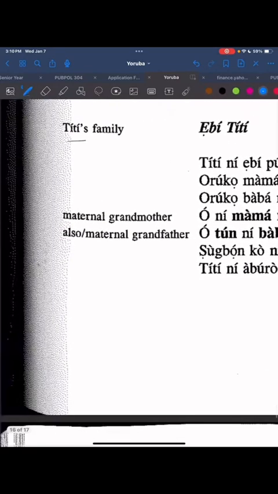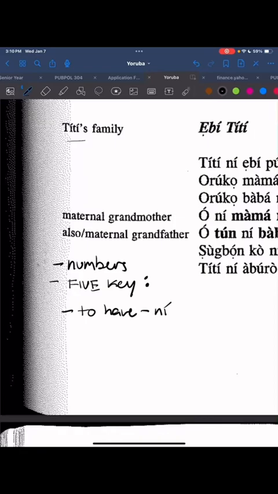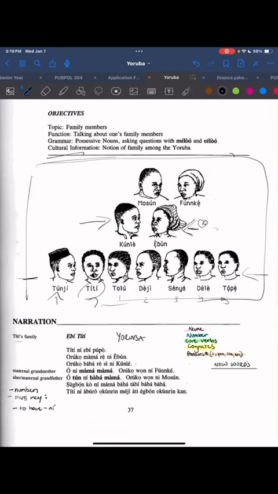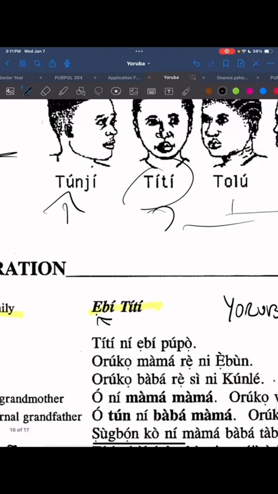If you recall, two of the main tips that I gave everyone were to learn numbers and learn 5 key verbs. One of those 5 verbs was to learn to have. In Yoruba, that word is ni. You want to look at all of the context that is at your disposal. So we know that the word ebi, just from this translation that the book gives us to start, means family.